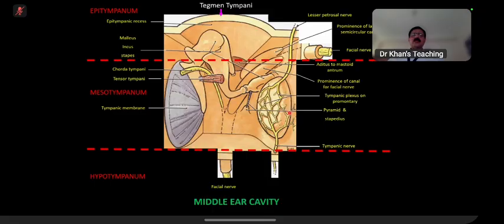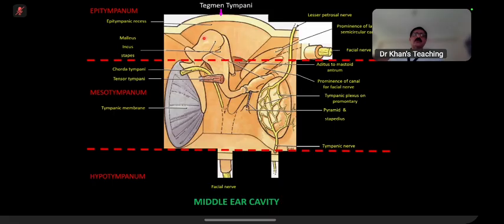Then on the medial wall, this is what we call the promontory of the cochlea. This is the stapedius muscle, and the oval window will be here. This is the lateral semicircular canal, and inferior to that is the facial nerve canal. Now, before we go posteriorly, we go superiorly.